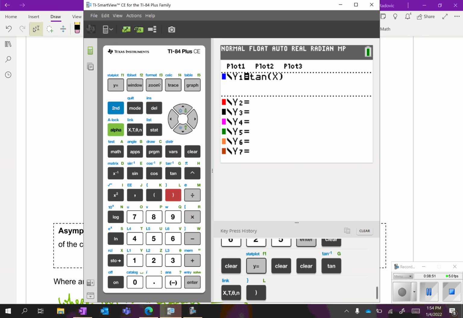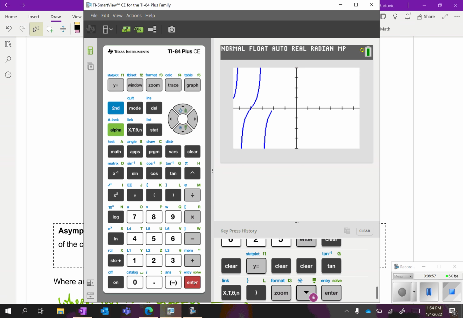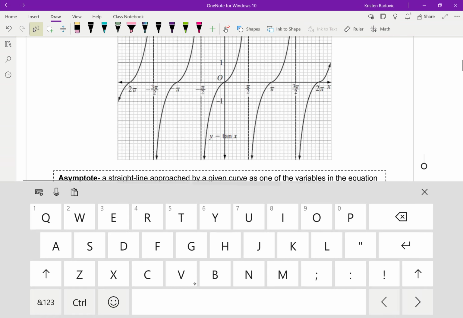and you're going to go to zoom, and we're going to specifically choose zoom trig because this is trigonometry. And it shows you what tangent looks like. It doesn't have the dashed asymptotes because you don't actually see the asymptotes. That's why we draw them as dashes. But it does show you what it looks like, so you never have to remember it. You do need to know how to analyze it though.